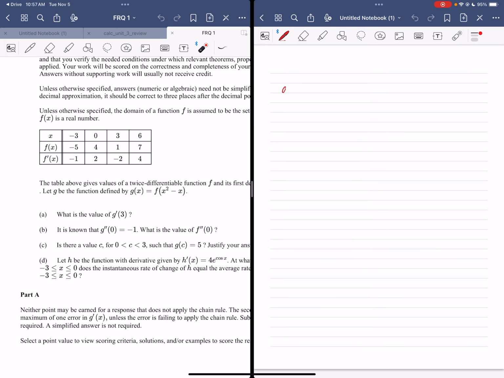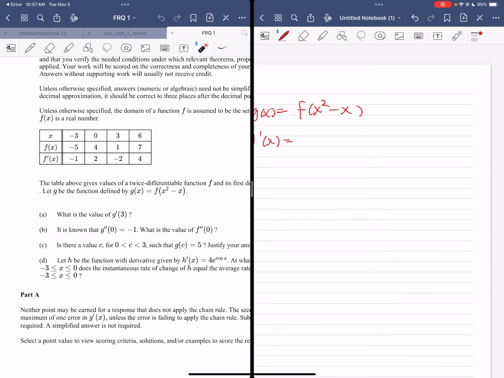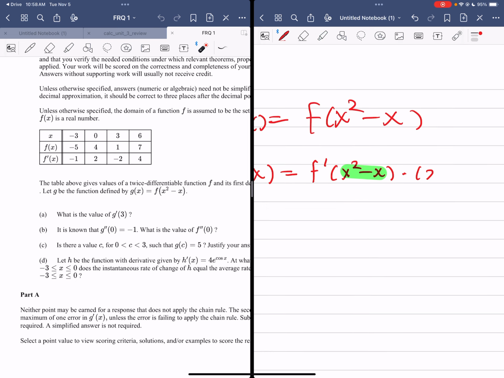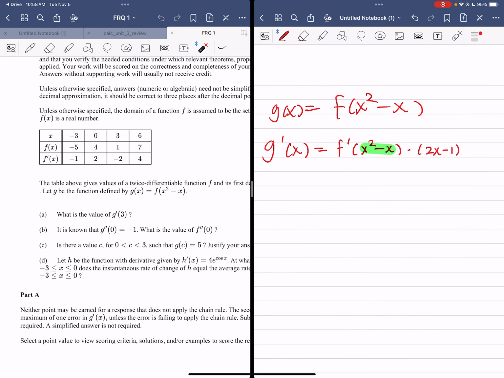So g of x is equal to f of x squared minus x, right? Which means g prime of x is equal to the derivative of this, which you'll get f prime of x squared minus x times the derivative of the inside, which you will get 2x minus 1. All right? So the only thing that you have to do is now you have to plug in 3. Oh, by the way, I'm doing the first one.